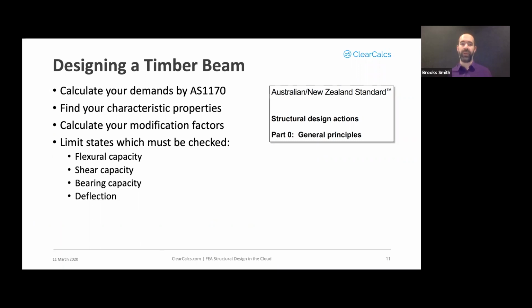To design a timber beam, you have to calculate your demands first, according to AS1170 series. Then you have to find your characteristic properties, then calculate your modification factors. I suggest calculating all of your modification factors first before bothering to do any of the capacity checks. Once you have those modification factors, then you calculate your flexure, shear, bearing, and deflection, and make sure that everything is within limits for the beam that you're designing.